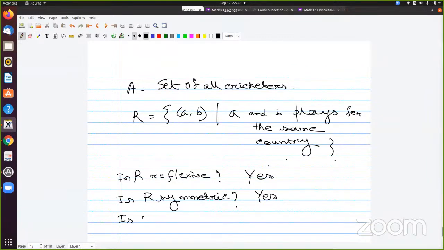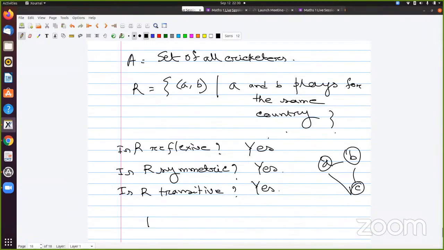Is it transitive? Yes. If A and B are in the same team, and B and C are in the same team, then A and C must be in the same team, right? Yes, sir, it's transitive. So it is an equivalence relation. So R is an equivalence relation.